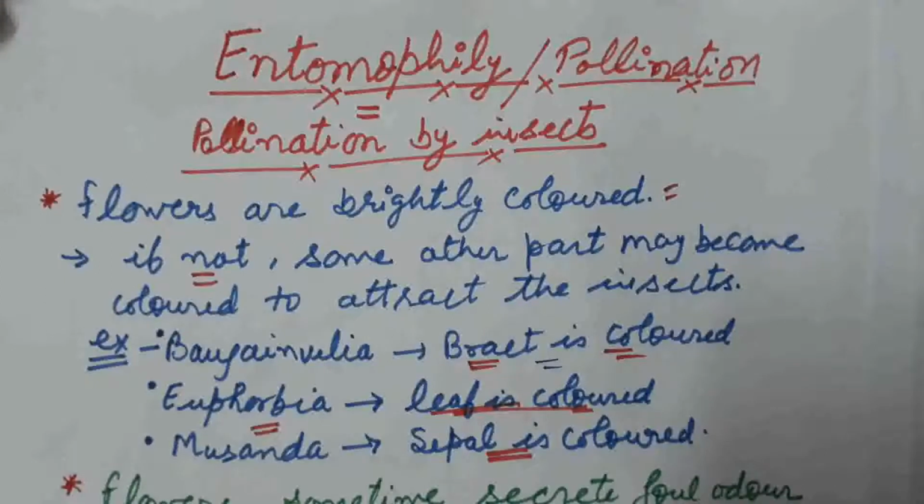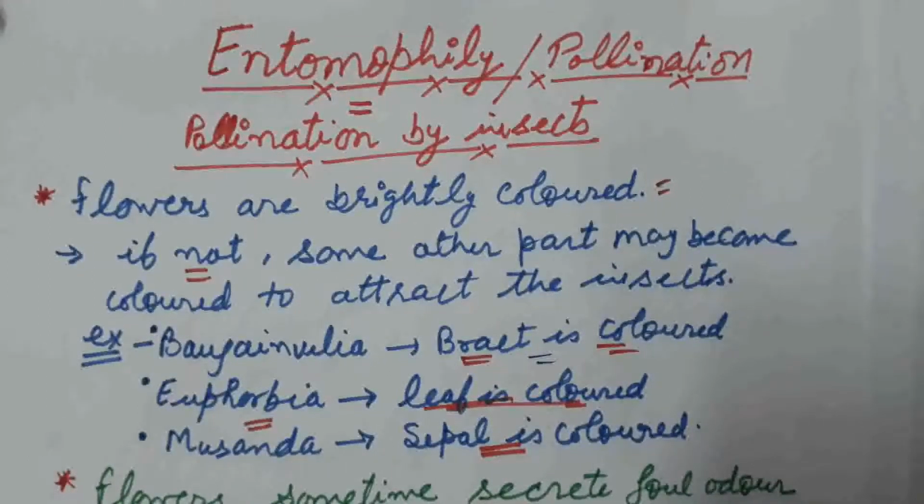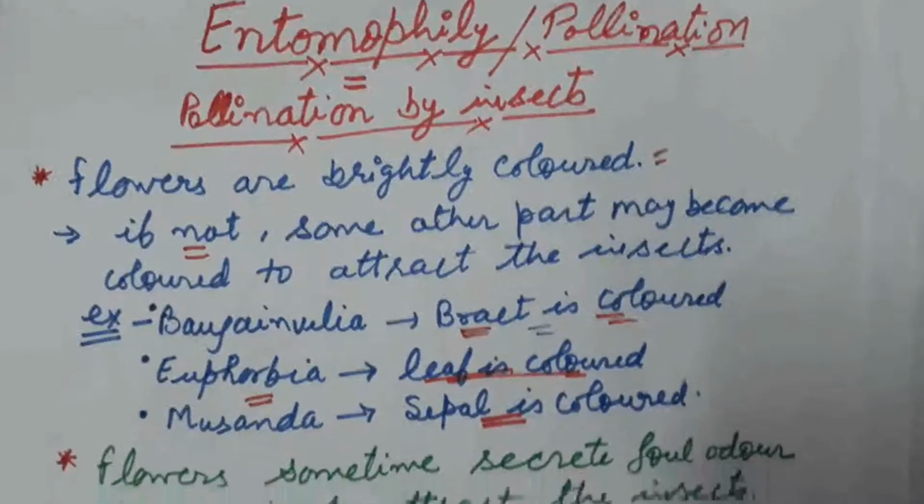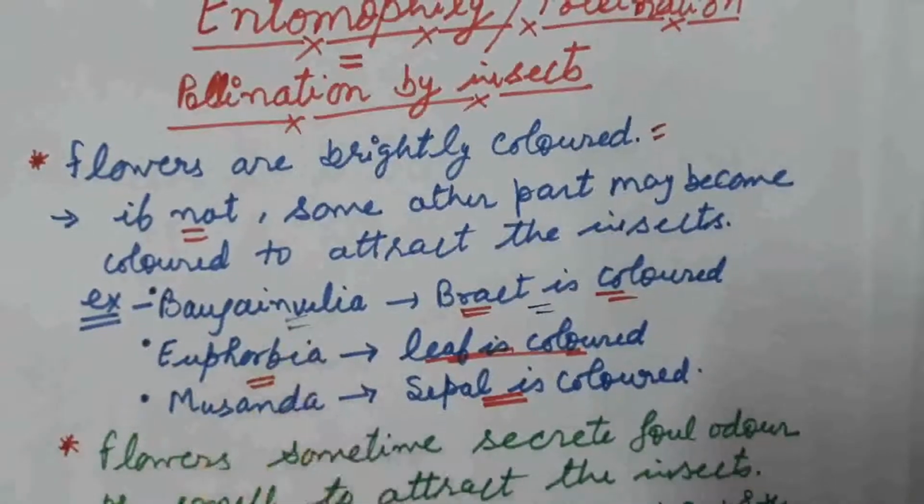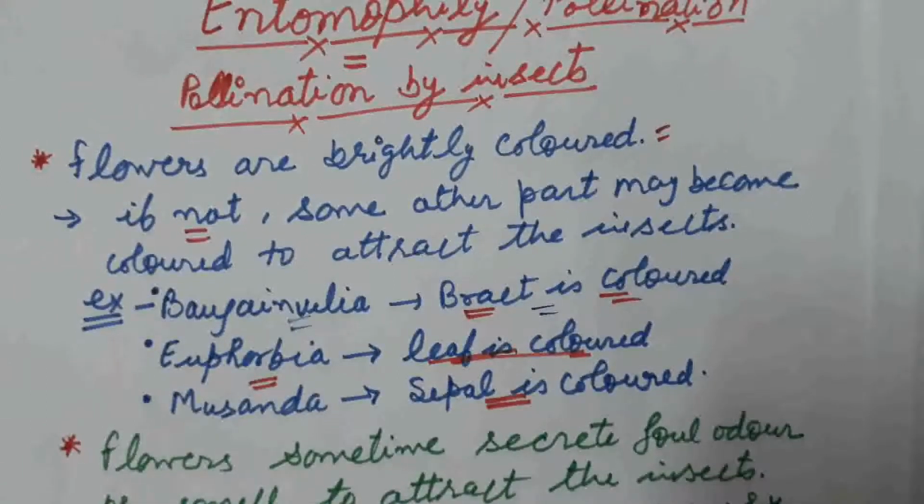One of the most important characteristic features is that the flowers are brightly colored, which helps attract the insects for pollination. In some cases flowers are not brightly colored. In that case, some other part of the plant may become colorful to attract the insects, as we see in bougainvillea, where the bract is colorful, which attracts the insect and helps in entomophily.